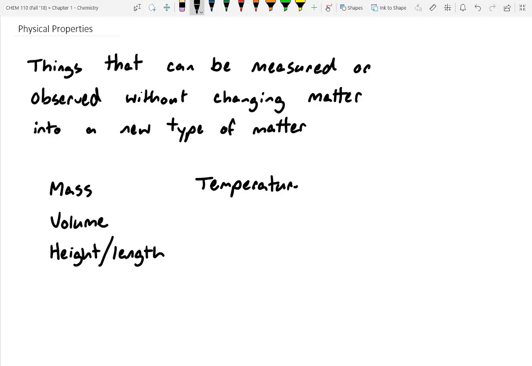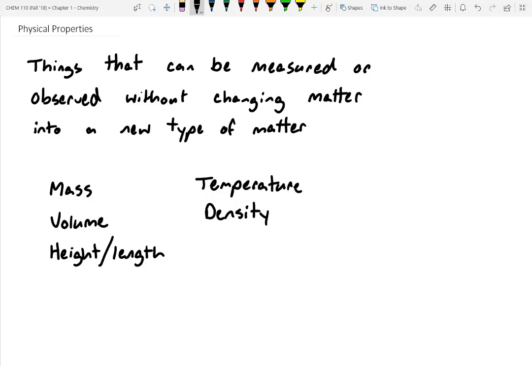So let's say you have a cup of water, you can measure how warm or cold it is with the thermometer. What's something else? What do you think? Density? Yeah, absolutely. So for example, you could have a cube of styrofoam in one hand and a cube of lead in the other. They're going to be very different, right? We'll talk more about density in a little bit.